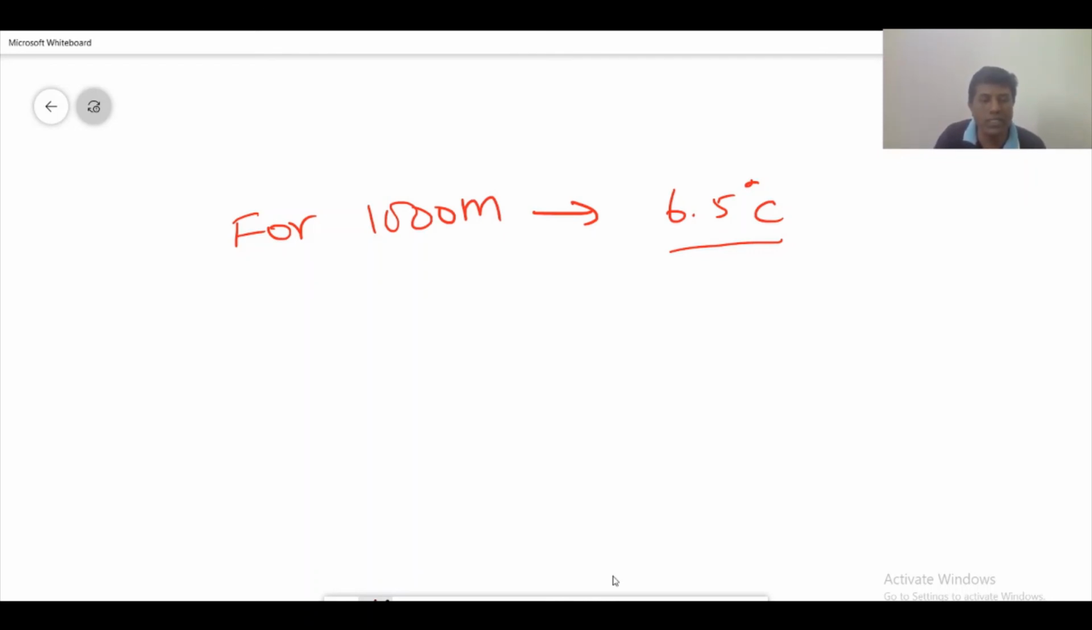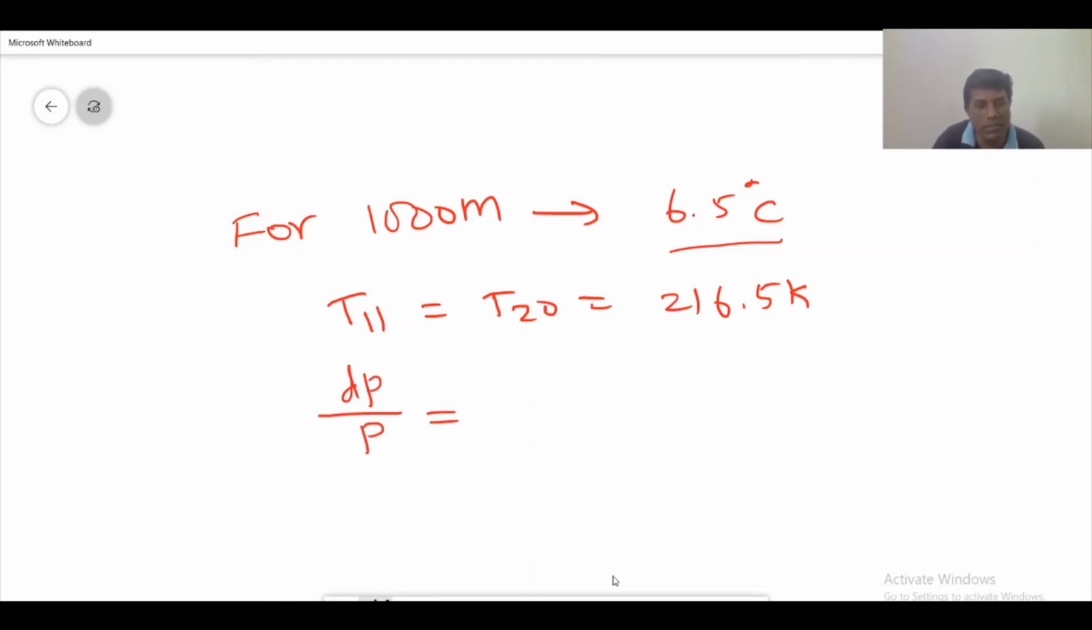Now let's see what happens in the stratosphere. We have seen the temperature: it remains constant from 11 kilometers up to 20 kilometers, at 216.5 Kelvin. Now what happens to the pressure? We know the equation. The same hydrostatic equation and perfect gas equation we have to use, with g by R dh. Here our temperature remains constant, so in dP by P we can write it like this.